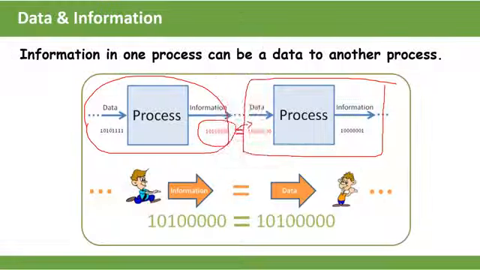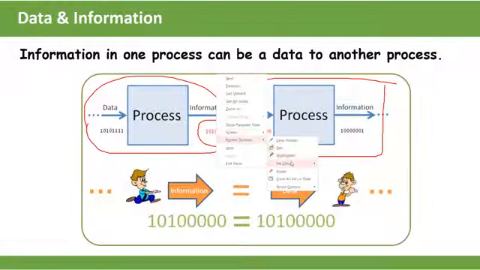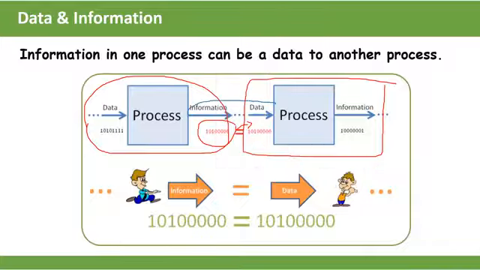There is another scenario. What is that scenario? Information of a process can be data for another process. Let's take an example from real world experiences.